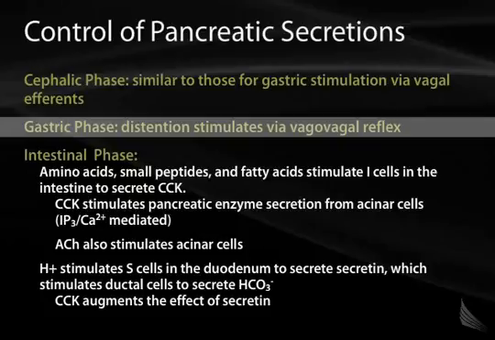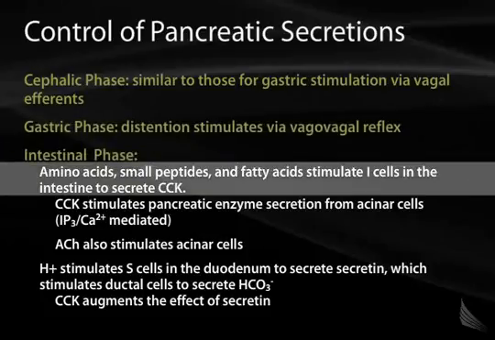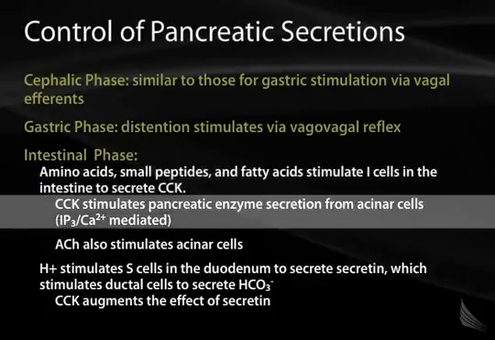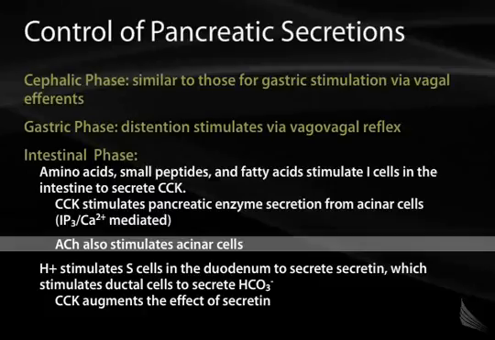In the intestinal phase, amino acids, small peptides, and fatty acids stimulate the I cells, as we mentioned earlier, in the intestine to secrete CCK or cholecystokinin. CCK stimulates pancreatic enzyme secretion from acinar cells. This is mediated by IP3 and the calcium secondary messenger system. As we mentioned earlier, CCK results in the release of pancreatic amylase, pancreatic lipase, colipase, and also enzymes that digest nucleic acids such as deoxyribonuclease. Acetylcholine also stimulates acinar cell secretion.